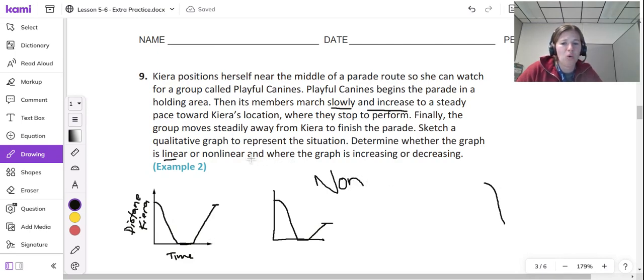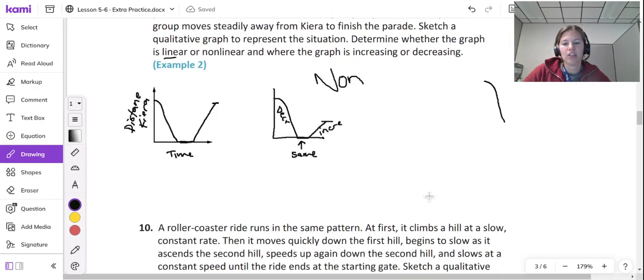And where the graph is increasing or decreasing, well, at the beginning here, it is decreasing. And at the end, it is increasing. And right here in the middle, it is staying the same. Okay, it is stable. Let's take a look and try another one.